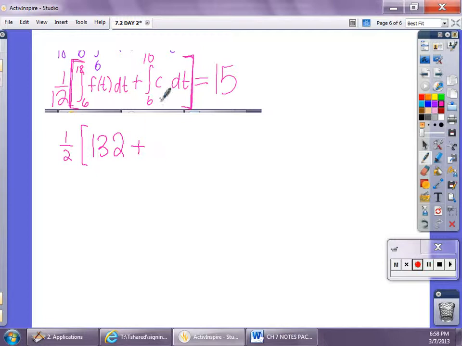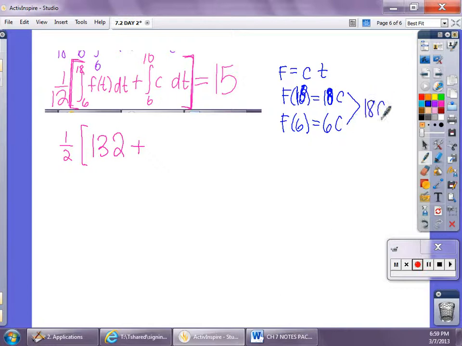Plus, well, this c value, I'm going to find the antiderivative, which would be c multiplied by t. F of 18 would be 18c. F of 6 would be 6c, and that's actually a 16, isn't it? 6 to 16? No. 6 to 18. That's supposed to be an 18, and that's supposed to be an 18. All right, that makes more sense. And then antiderivative evaluated gives us 12c.